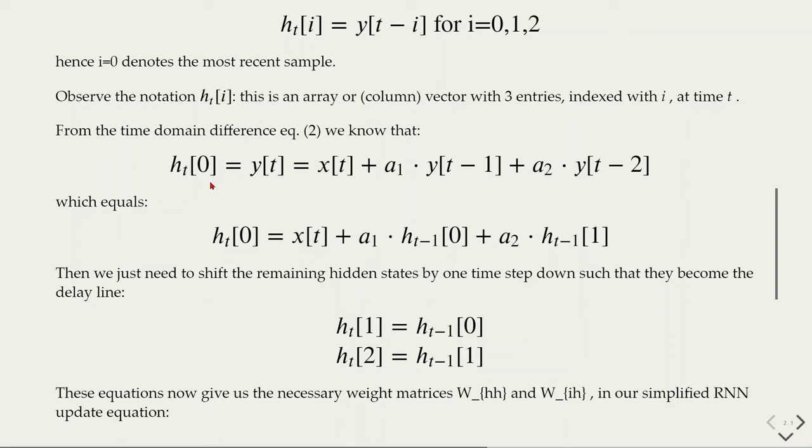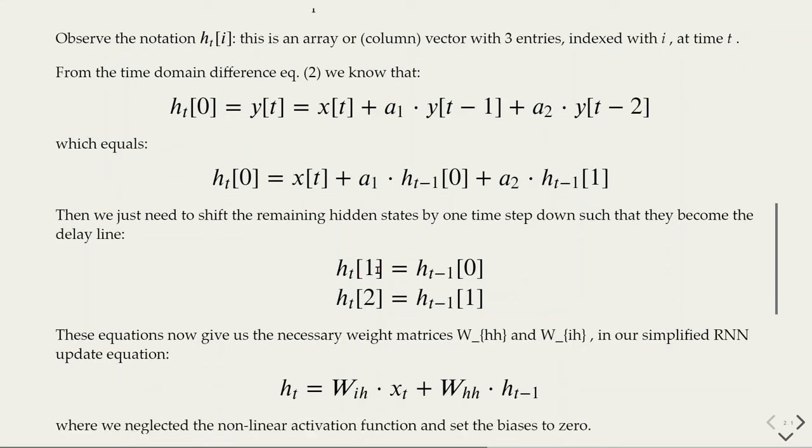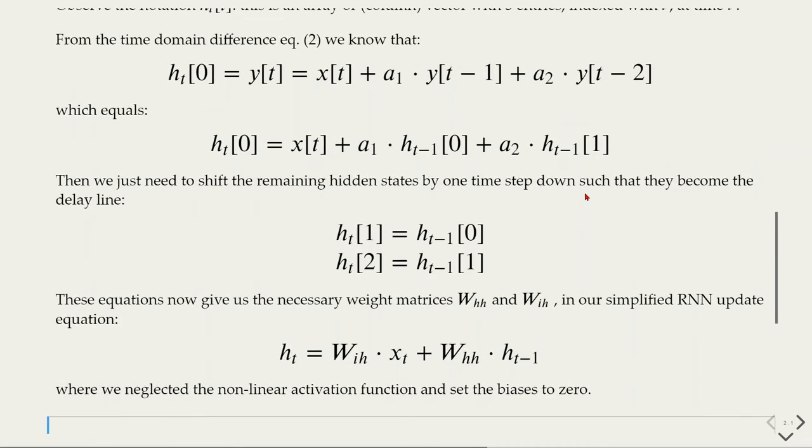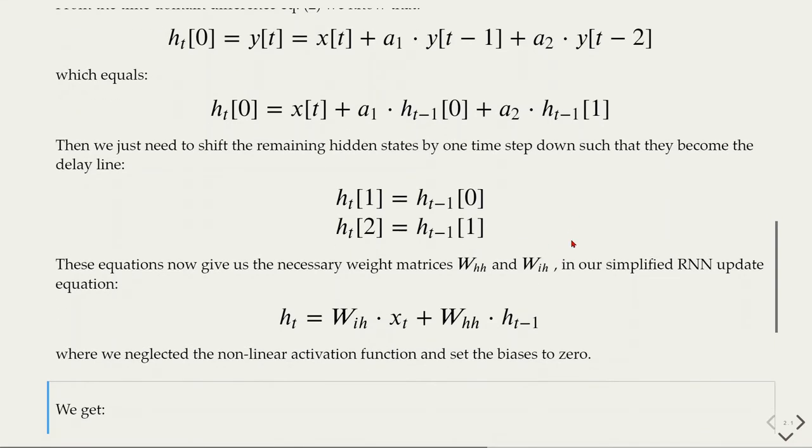Then we just need to shift the remaining hidden states by one time step down such that they become the delay line. So h_t(1) will be equal to h_{t-1}(0), and h_t(2) will be h_{t-1}(1). So now, with those equations in hand, we have the necessary weight matrices W_hh and W_ih, and our simplified recurrent neural network update equation becomes this, where we neglected the nonlinear activation function and we set the biases to 0.